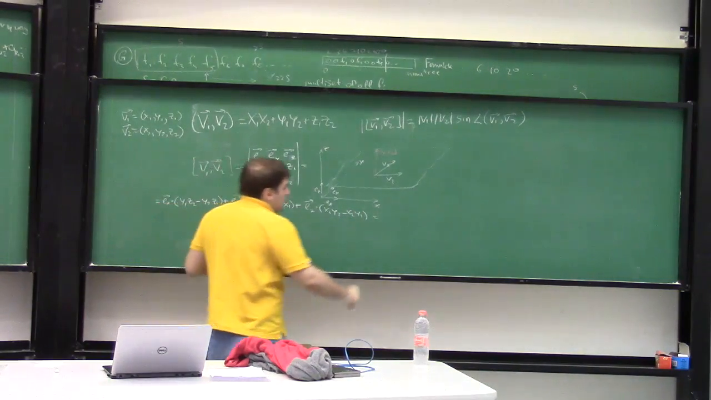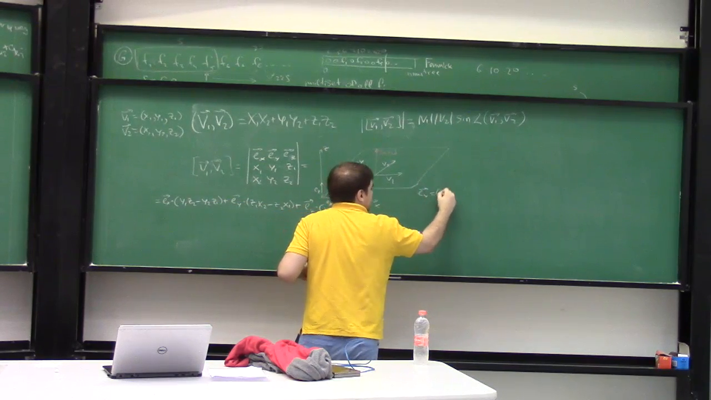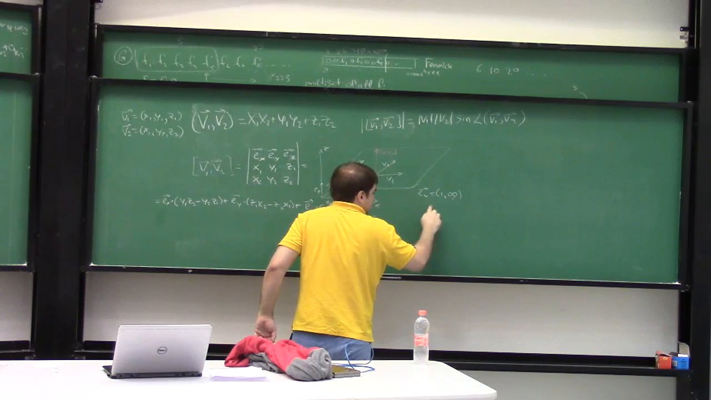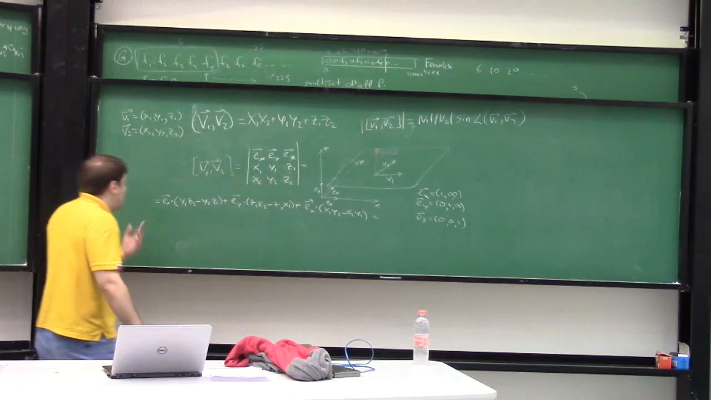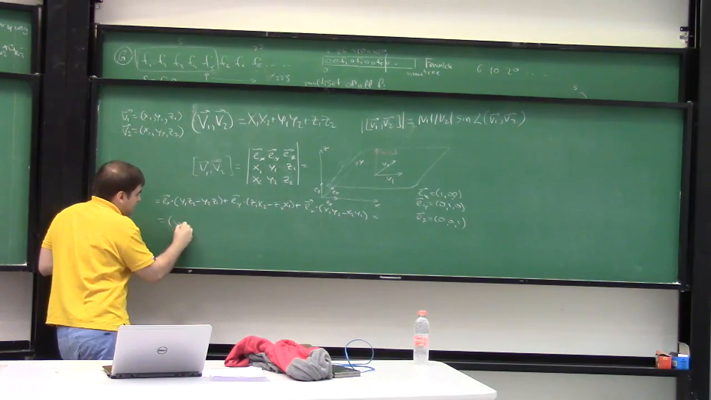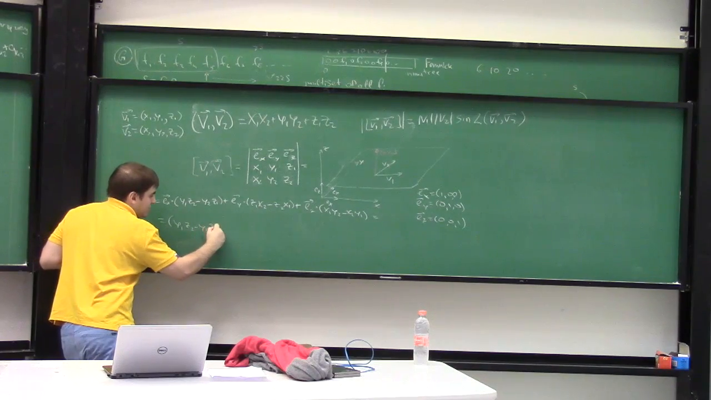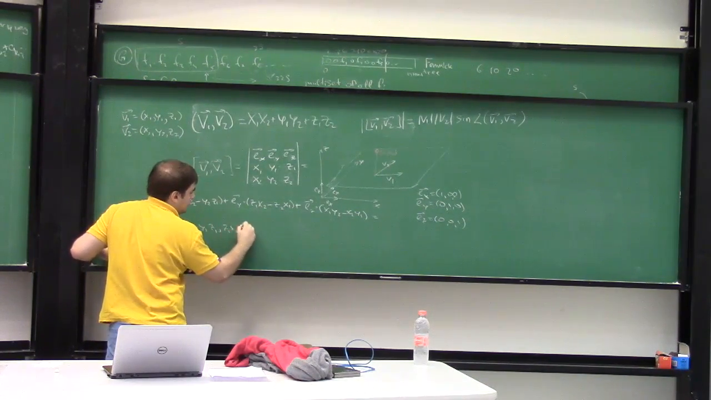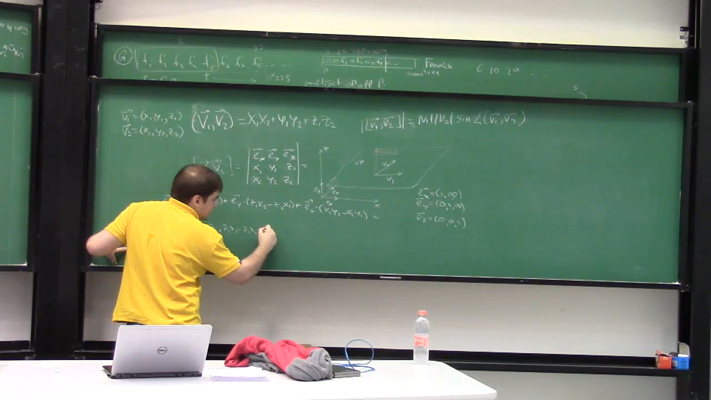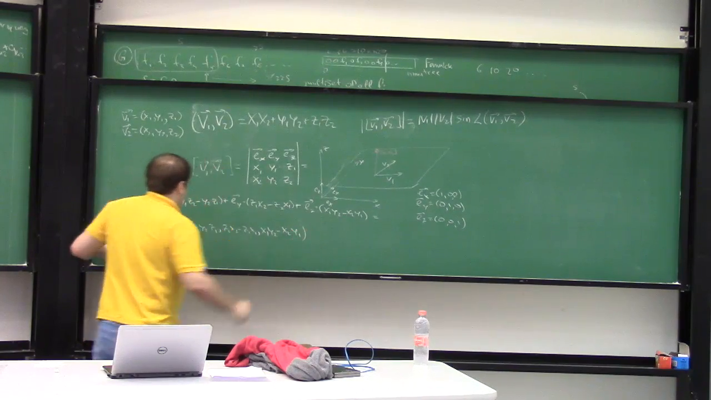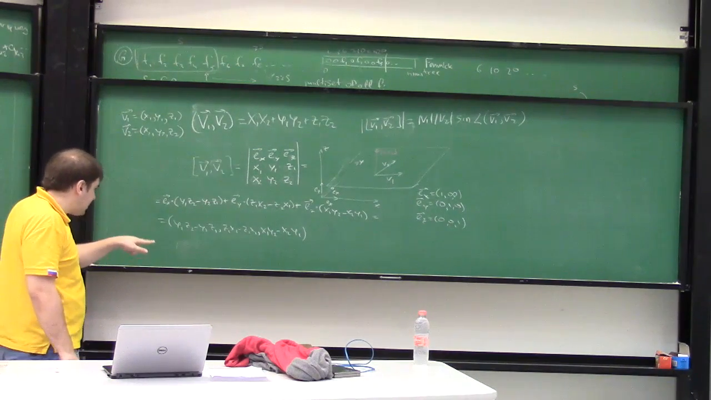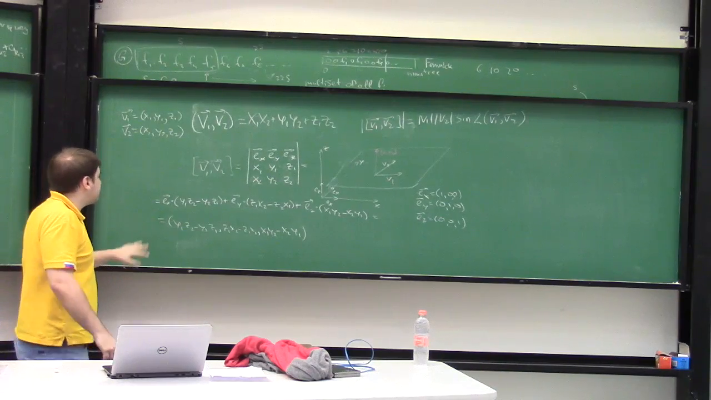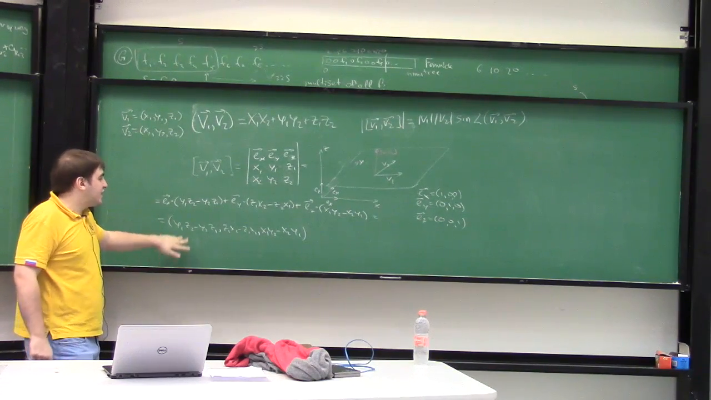But we know that ex is 1, 0, 0, ey is 0, 1, 0, ez is 0, 0, 1. So we may rewrite it by components. The first component is y1 z2 minus y2 z1. The second component is z1 x2 minus z2 x1, and the third component is x1 y2 minus x2 y1. Let me check. Yes, that's correct. So this is the formula for the vector product in 3D space.